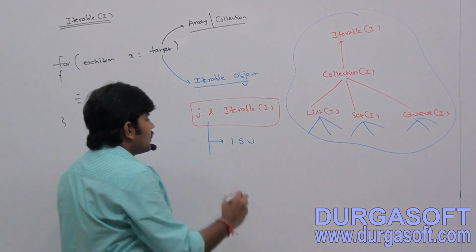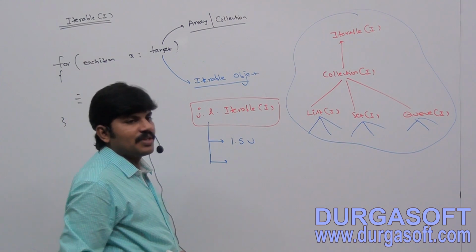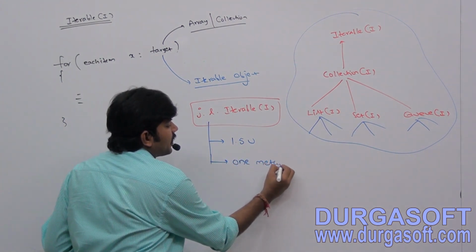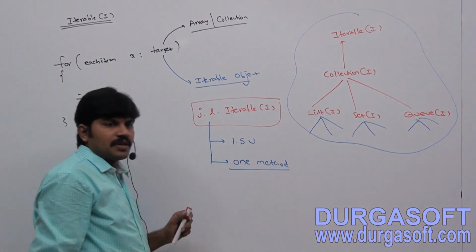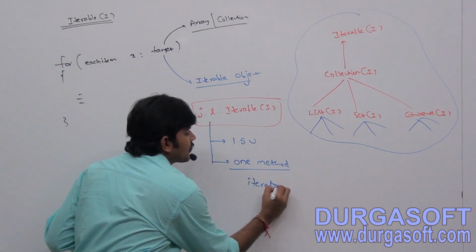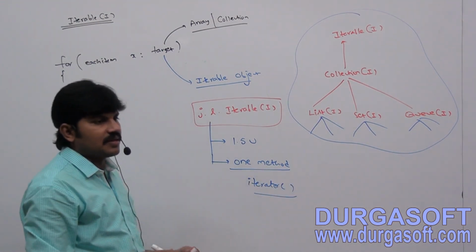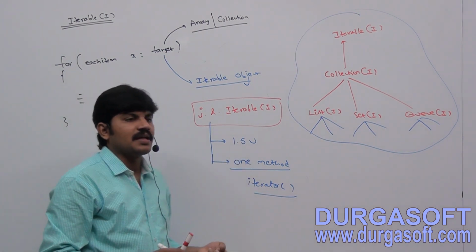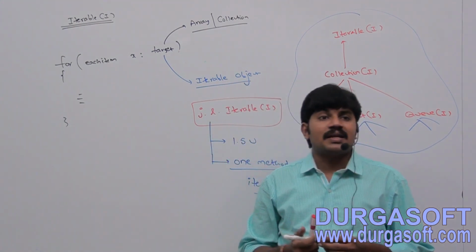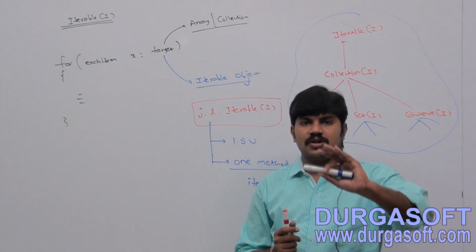Automatically, Iterable also came in the 1.5 version. How many methods does Iterable contain? It contains only one method. What is that method? It is the iterator method. Beyond that, nothing. Now, let me repeat once again. There is a chance this will be asked in the interview room.